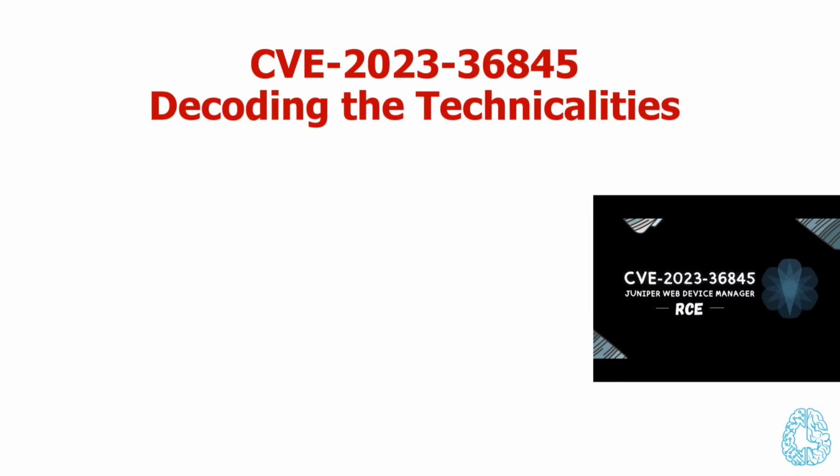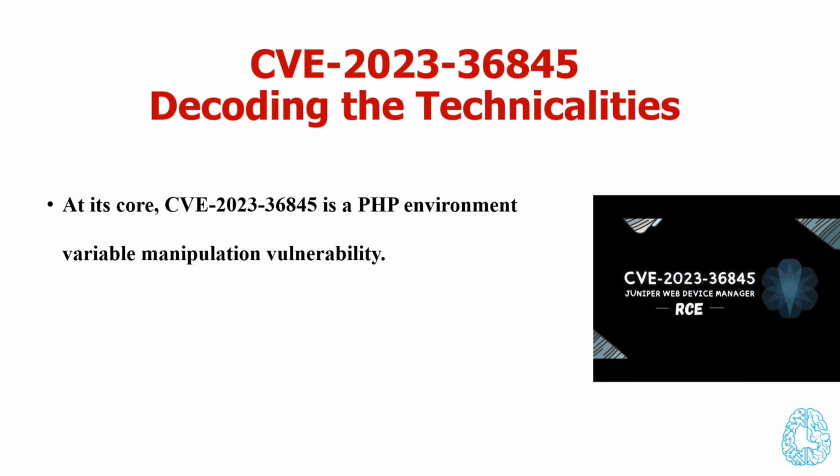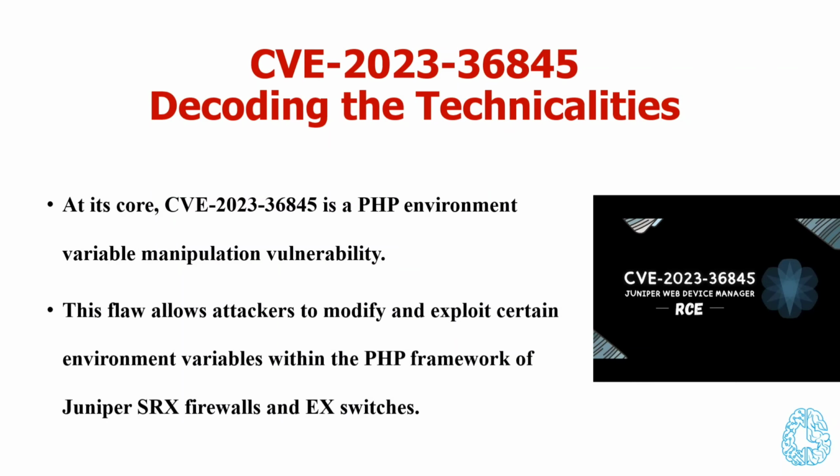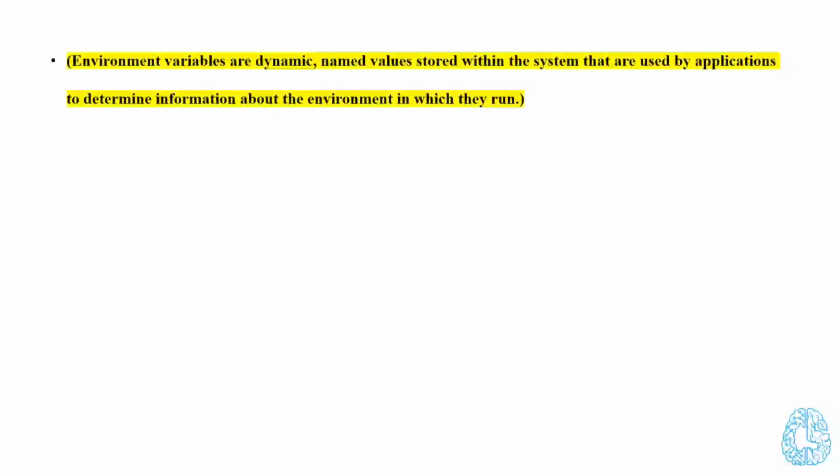Let's delve deeper into CVE-2023-36845. This is a vulnerability specific to the way PHP handles its environment variables on the Juniper web interface. It allows attackers to modify the environment variables within the framework of the Juniper SRX and EX series devices. Now we'll understand what environment variables are. They are dynamic values stored in a system that the application uses to understand the environment in which it operates or runs.